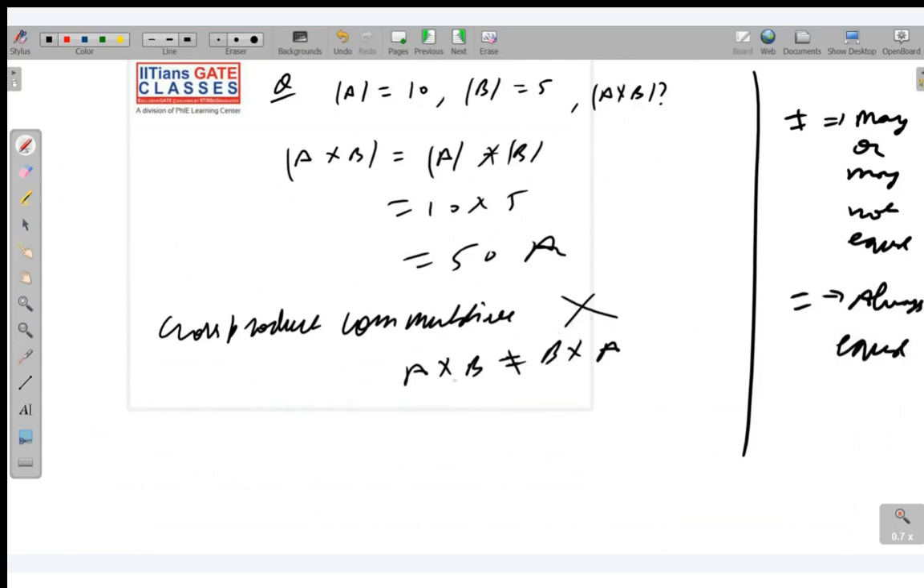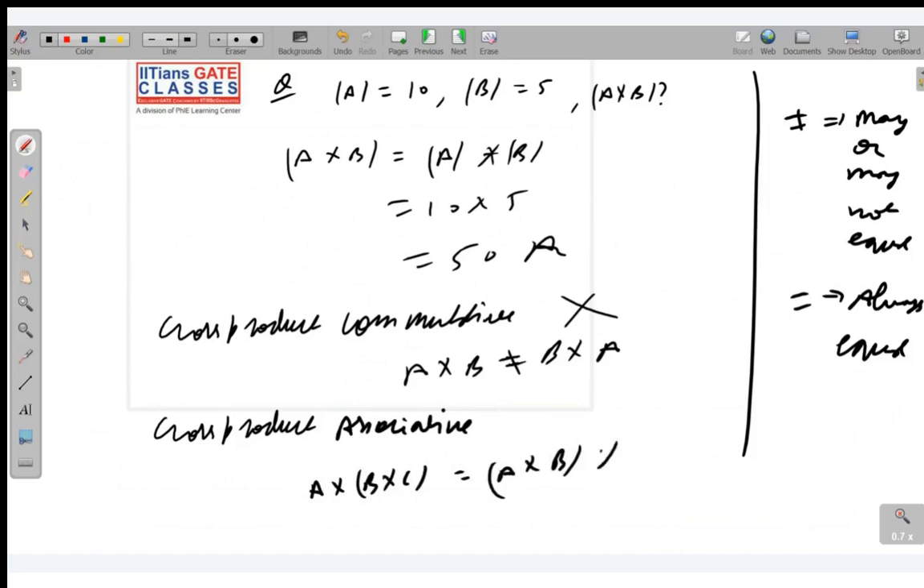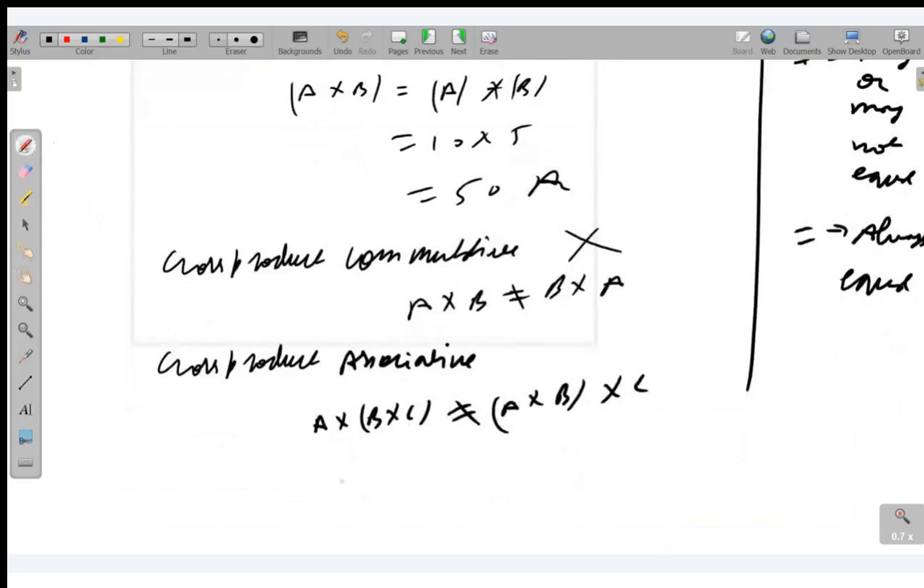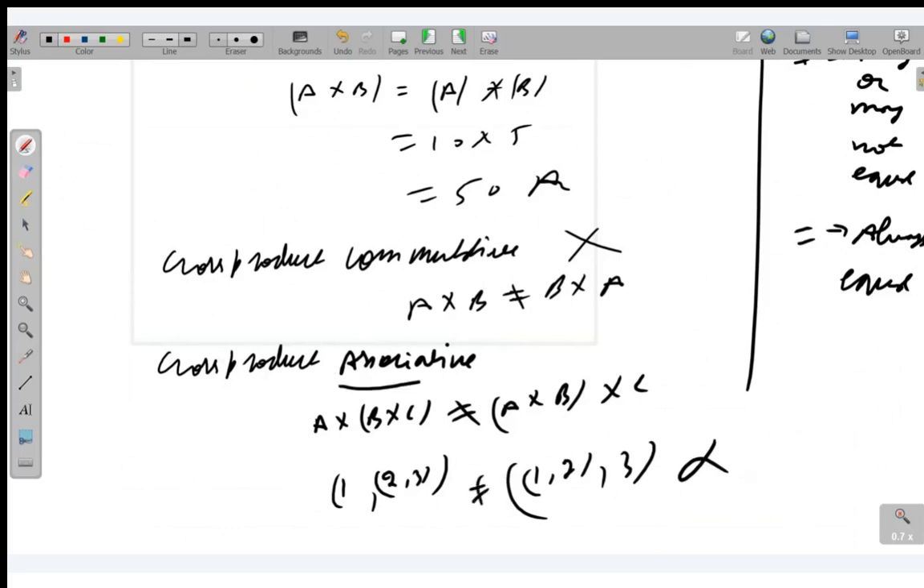This statement is false. Now the next question is, is cross product associative? Associative means can I say A cross B cross C is the same as A cross B cross C, grouped differently? No. For example, you can take elements from set A, we have one element, so 1, 2, 3 like this. Is it the same as 1, 2, 3 grouped differently? No, obviously they are different. Okay, so cross product is neither commutative nor associative.